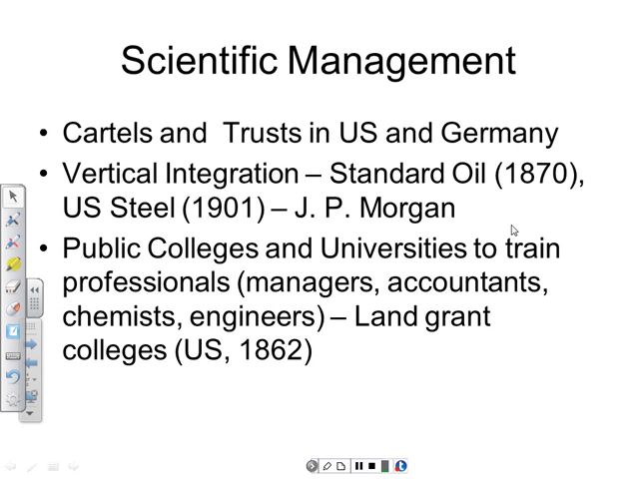So one of the things we see at this time is something called vertical integration, where one company would come to control all aspects of an industry. One of the first companies to do this was Standard Oil, John D. Rockefeller's company. He started out in the refining business. Standard Oil was originally just in the process of refining raw oil into kerosene.